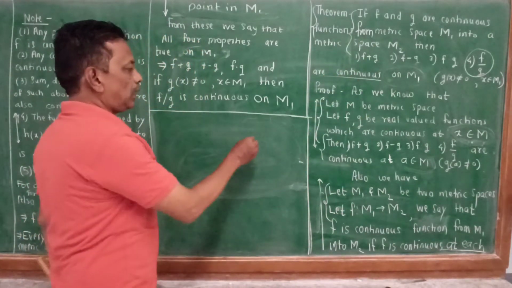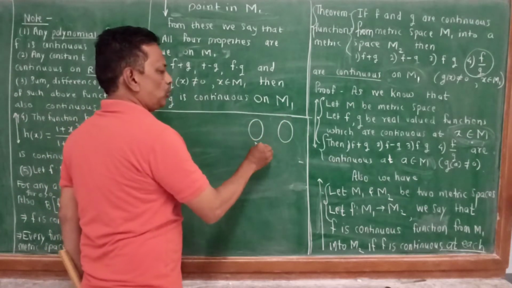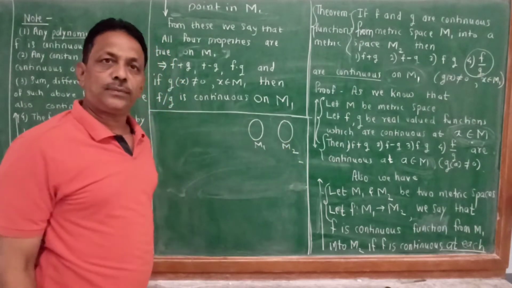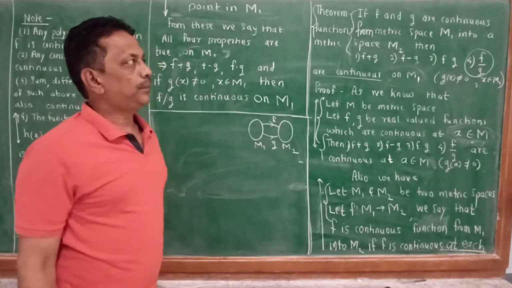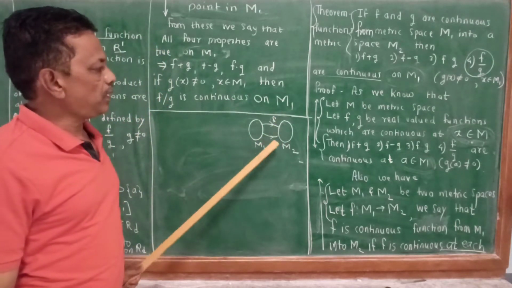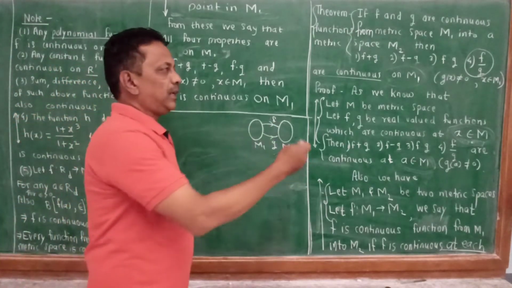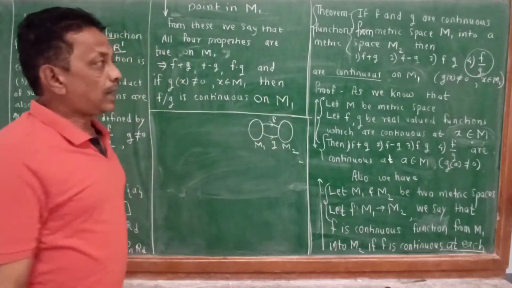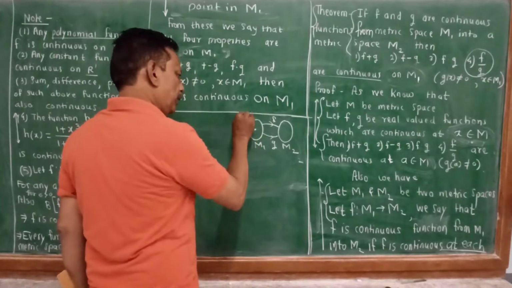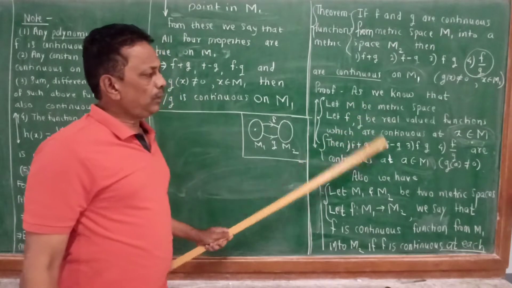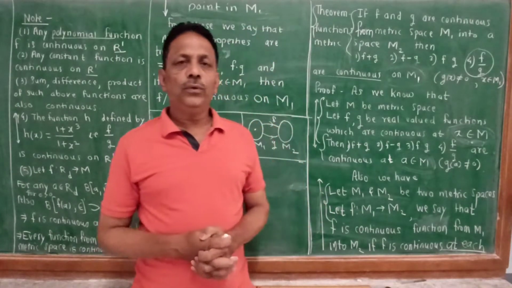This theorem we can write by using a Venn diagram. Suppose M1 and M2 are two metric spaces and f and g are two continuous functions. If f and g are continuous functions from M1 to M2, then the algebra, that is plus, minus, product, division, are also continuous between these two functions on M1. This is what we want to prove. Now with these two definitions we can easily prove this theorem.